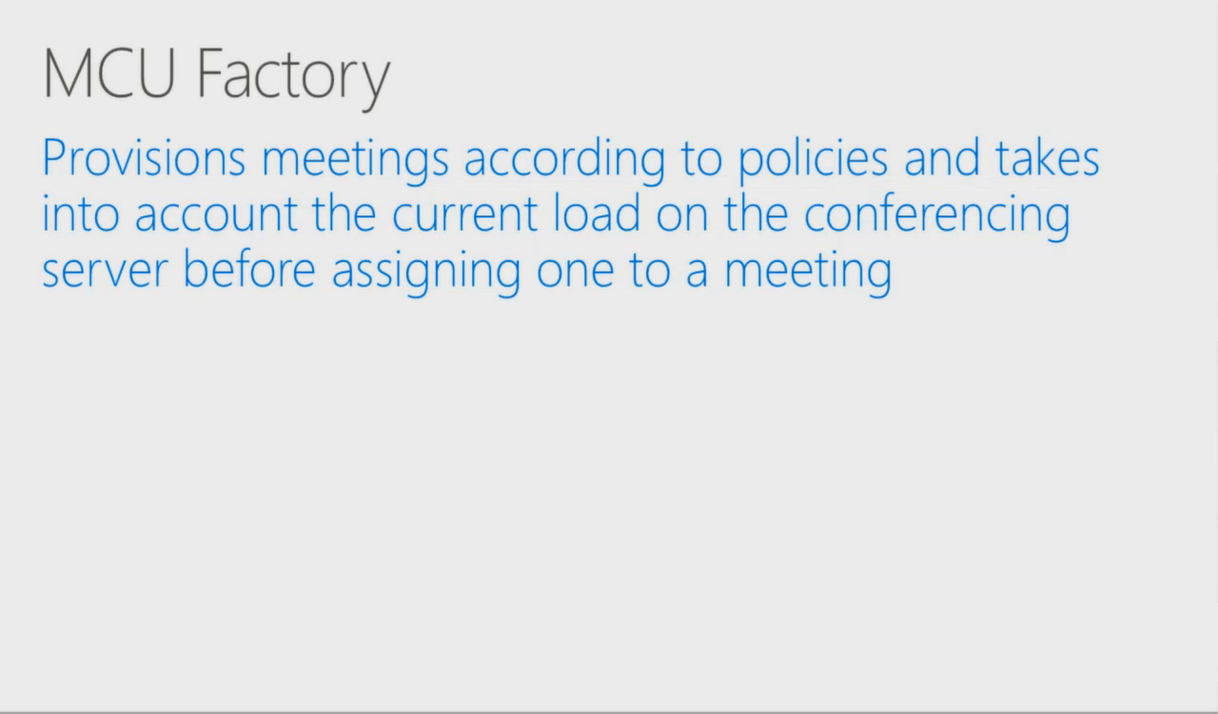We then have the MCU factory, or in some documentation it's also referred to as the conference factory. And that one is responsible for provisioning the conference for a particular media type on a conference server, and that would be the MCU, so like the audio or video MCU. And now in Lync 2013, we don't have separate AV MCUs anymore, so everything is on the same box, right? But before with Lync 2010, it could be a different server role and so on.